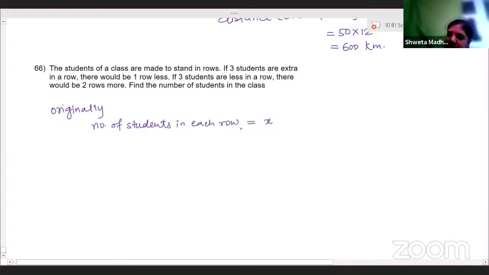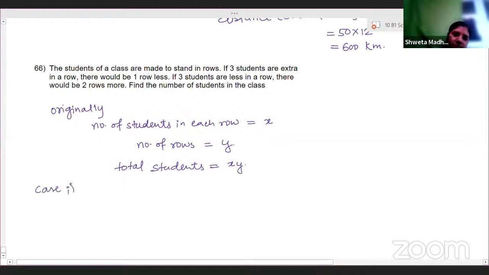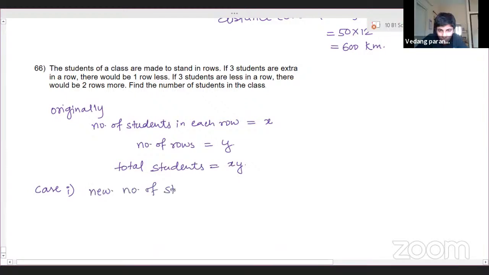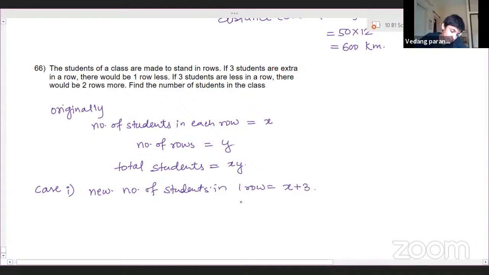In one row, the number of students we will consider as X, and the number of rows will be Y. So how many total students are present? XY. X into Y, right? Now case 1. What they have told: if 3 students are extra in a single row, then there will be 1 row less. So the new number of students in one row is 3 students extra, so that means it is X plus 3.